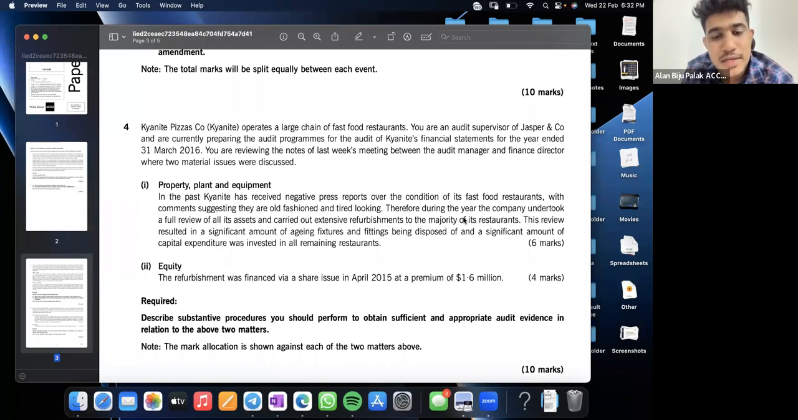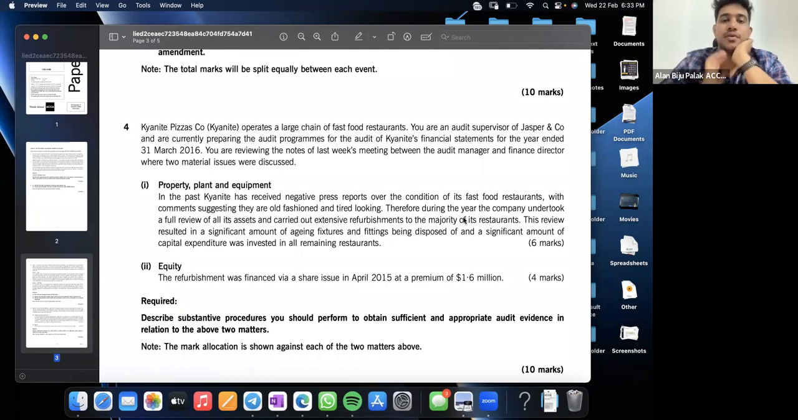The refurbishment was financed via share issue in 2015 at a premium of 1.6 million. So what they have mentioned is regarding the share issue of 1.6 million at premium. So what is the most important point that you need to refer here? Premium separated. You need to review the split between share capital and share premium, in order to confirm that only the nominal value of share is included within share capital and remaining amounts are being included within the premium. Clear? Okay, and other than that, you can include 3 points in relation to the share issue as well. Is it clear, everyone?